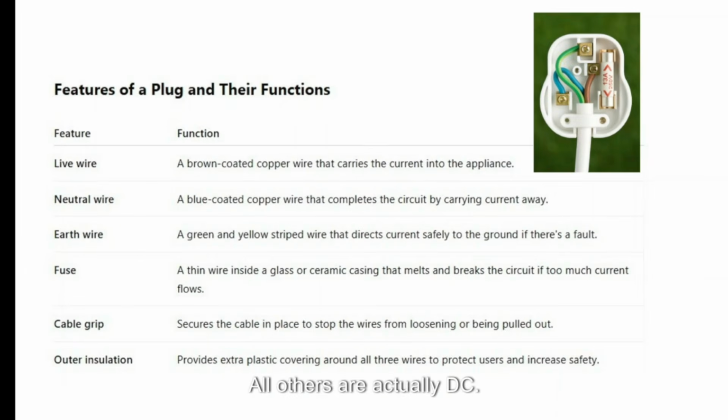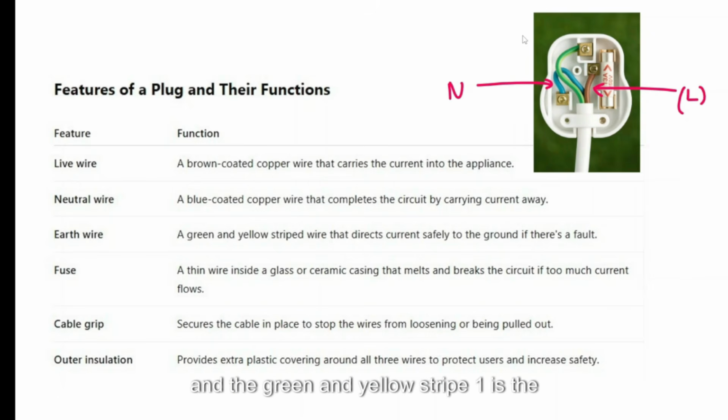Wiring a plug. You need to know about different wires in a plug. So this brown one is the live wire, and this blue one is the neutral wire, and the green and yellow striped one is the earth wire. Now the live wire brings the current into the appliance, neutral wire completes the circuit and takes the current out.